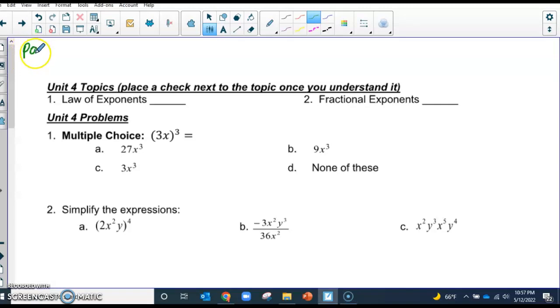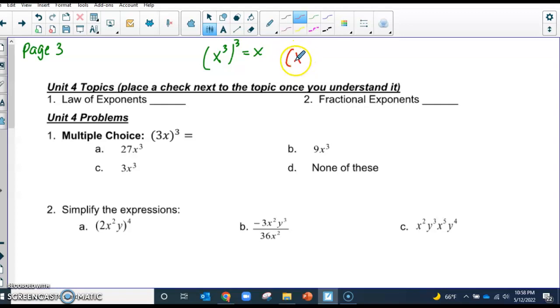All right, guys, here we are for page 3. We're talking about exponents here for the final review. Our first question says how to solve 3x to the third. So real quick, if you want to remember with exponents, anytime you have an exponent to an exponent, you're multiplying.